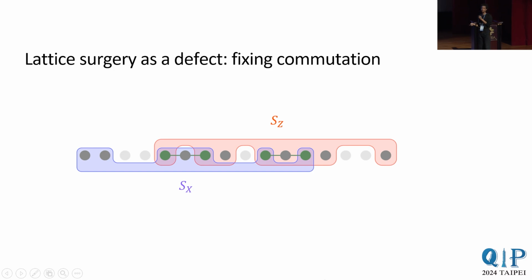Now the last thing we have to resolve is how to recover commutation in these codes. As I've mentioned before, when you have these X-type and Z-type lattice surgery patches, they do not commute. What you can do is, when you have two checks, so here you have S_Z and S_X acting on the same qubits, you pair up these qubits in a certain way, and between the qubits that are paired, you introduce a new defect.